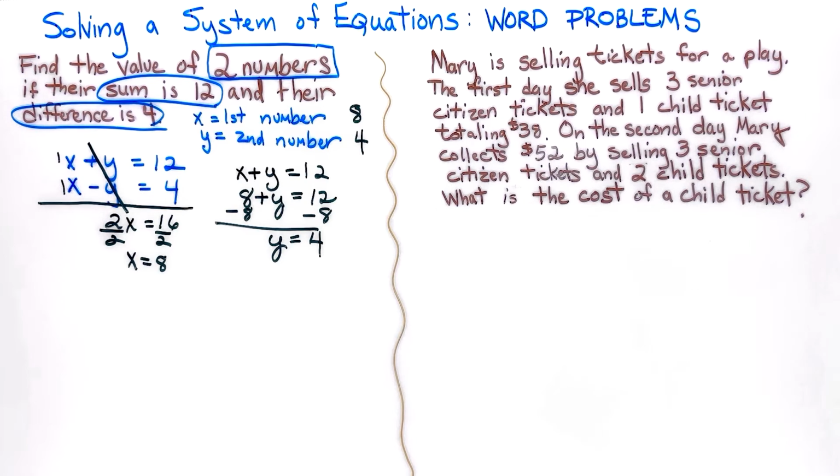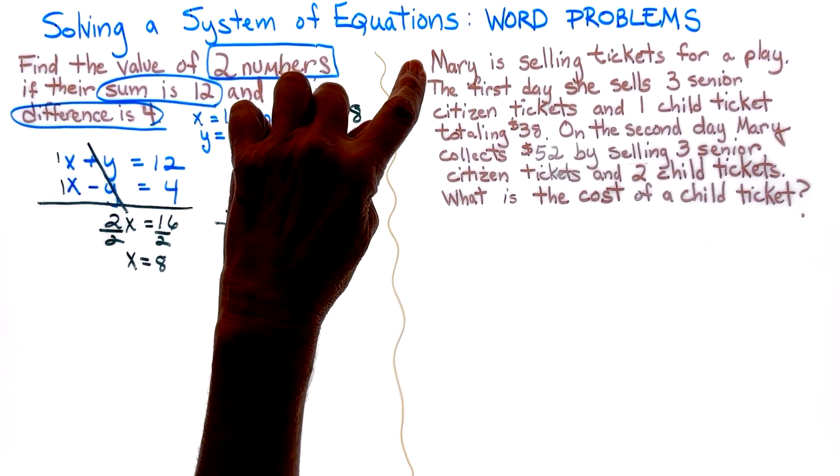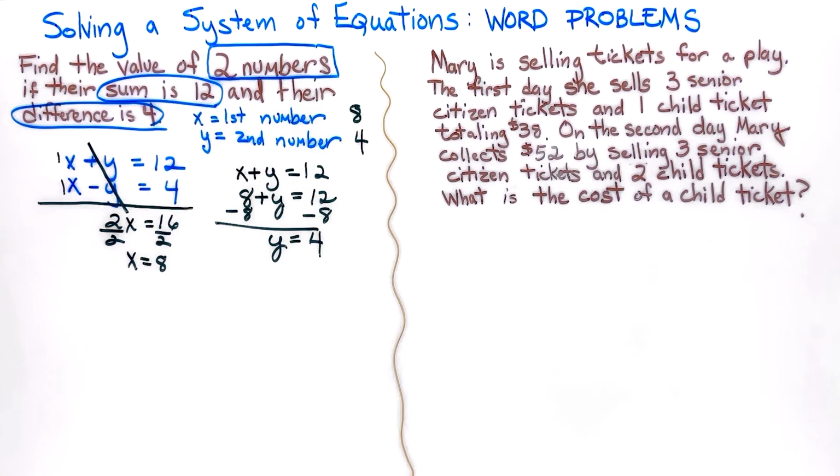Well, let's look at the next word problem. That seems to be very lengthy right here. Mary is selling tickets for a play. The first day she sells 3 senior citizen tickets and 1 child ticket, totaling $38. On the second day, Mary collects $52 by selling 3 senior citizen tickets and 2 children tickets. What is the cost of a child ticket?